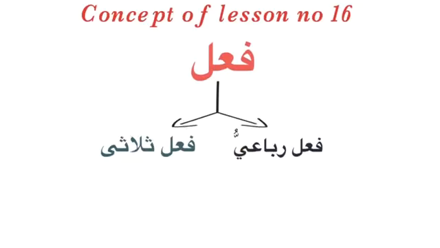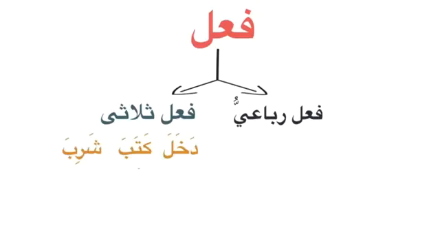Just to give you quick examples of these two. Any 3-letter verb, for example, dakhala, kataba, shariba, and fa'al rubai will be tarjama, harwala, basmala. These are the 4 original letters. There are no additional letters in this. So these are the original forms of 3 letters and 4 letters.